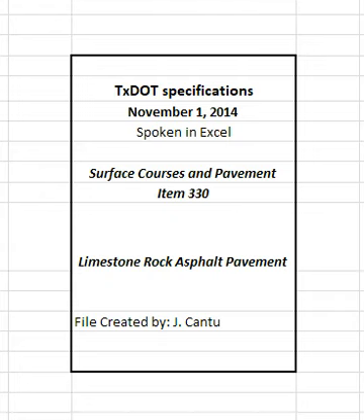Item 330. Limestone rock asphalt pavement. 1. Description. Construct a base course, a surface course, a level-up course, or any combination of these courses of the types and grades shown on the plans using a cold mixed material consisting of native limestone rock asphalt, LRA, aggregate, fluxing material, water, and when specified, additives and virgin aggregates.